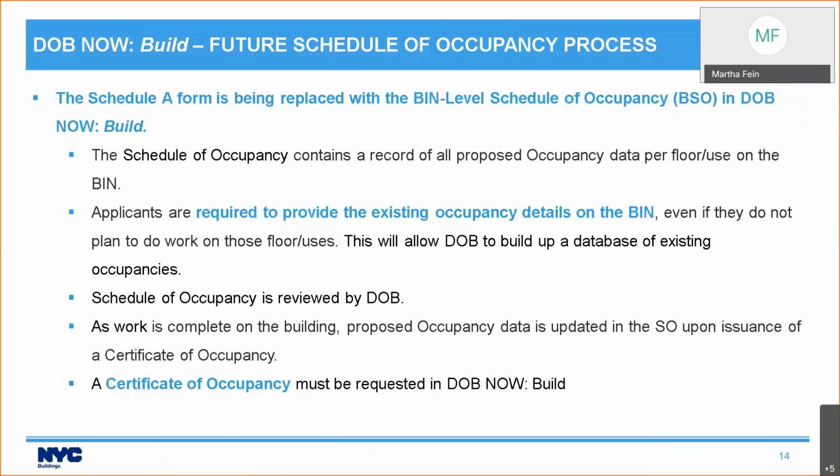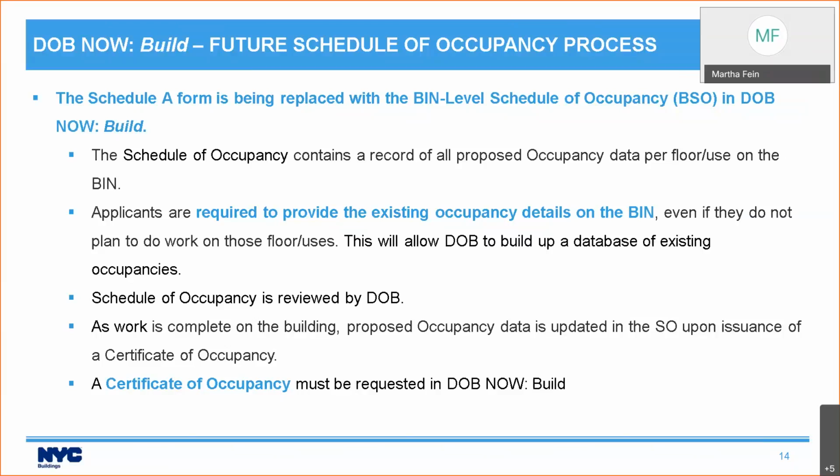So the Schedule of Occupancy request is going to be reviewed by DOB and approved. We're going to assume the happy path for this purpose. As work gets complete on the building, the proposed occupancy data is updated in the Schedule of Occupancy when the Certificate of Occupancy is issued. And like I said, the Certificate of Occupancy must be requested in DOB NOW: BUILD.